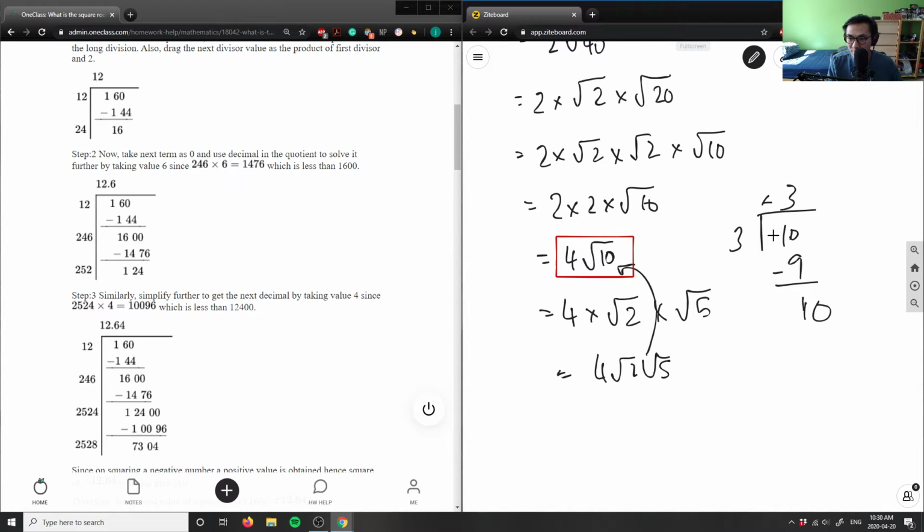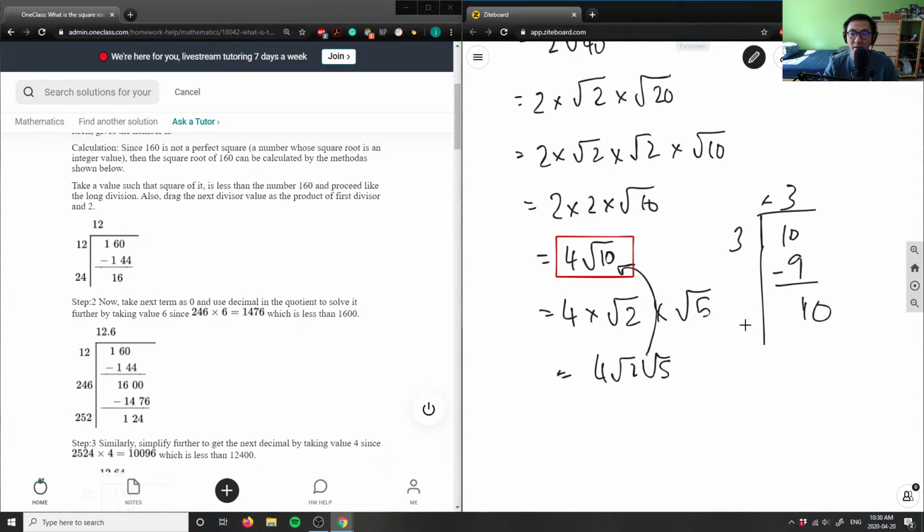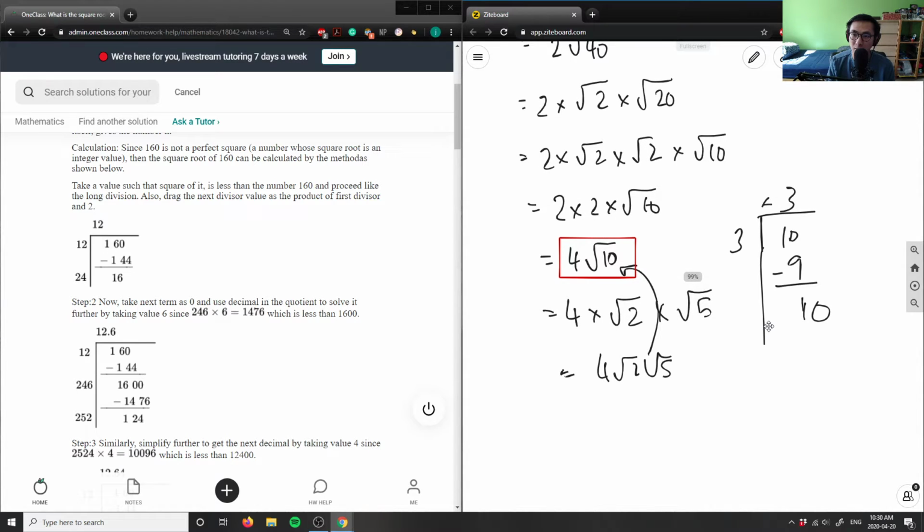And then my next divisor in this case would be the product of the first divisor and 2, right? So 3 times 2 here is 6, right? And I can do the same division, right? 6 times what is closest to 10? 6 times 1 is the closest to 10, right? I can add my decimal here, and I have 10 minus 6 here is 4, and I can add another 0, and then proceed like so, right?